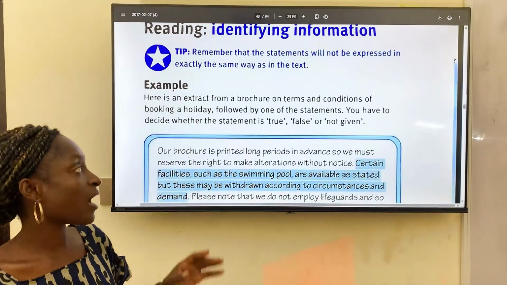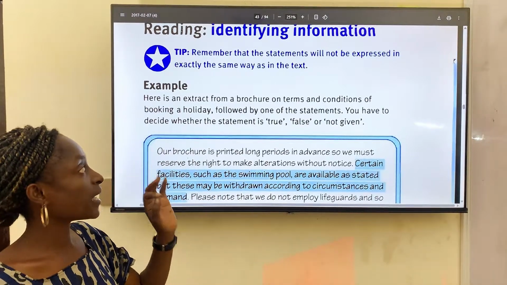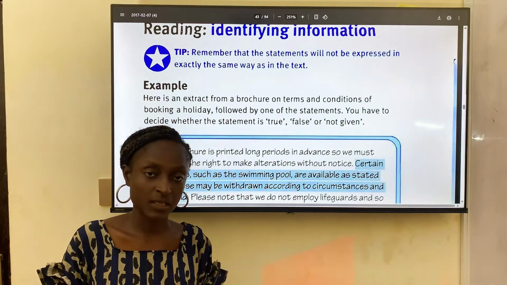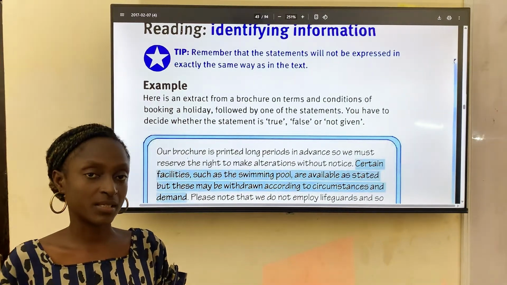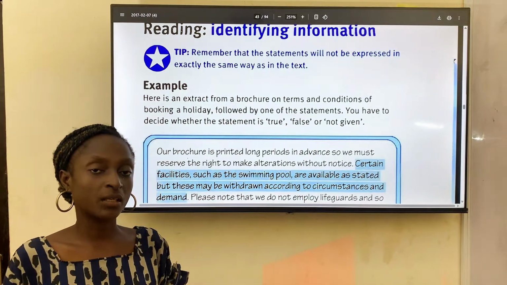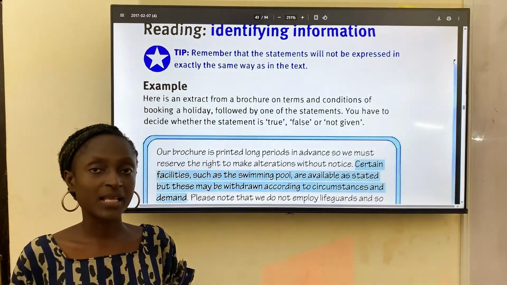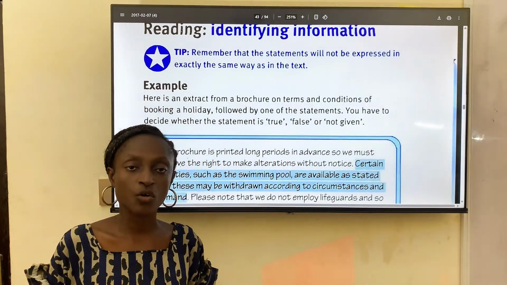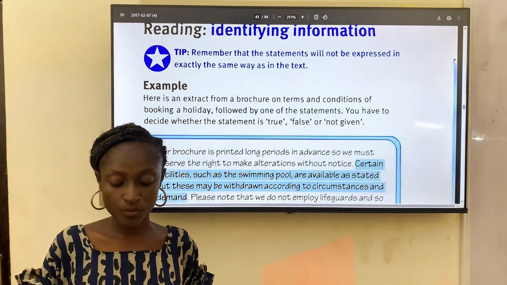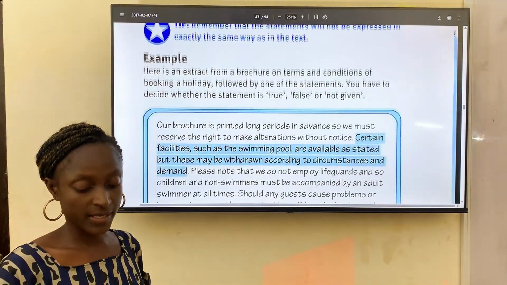Now, one thing we should have at the back of our mind is that the statements will not be expressed in the exact way as we have it in the passage or in the text. So that means most of the time the statements contained in the question are written in another way, and that is often a rephrase or a paraphrase. So now let's look at an example to make it very clear. Now here's the example.